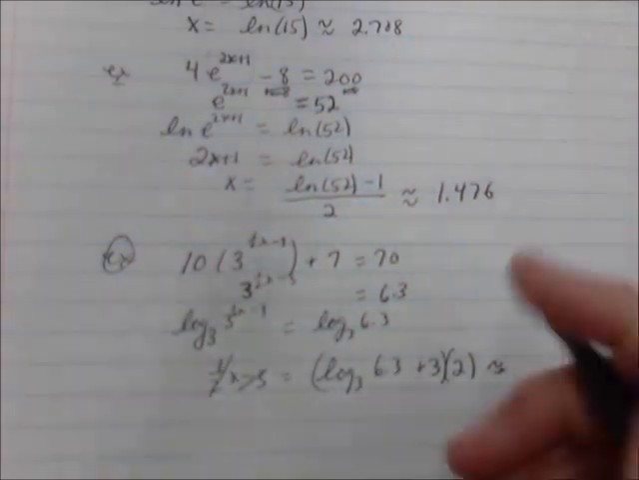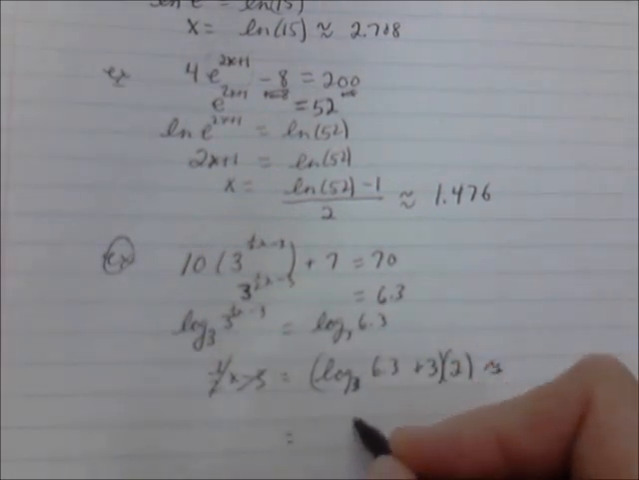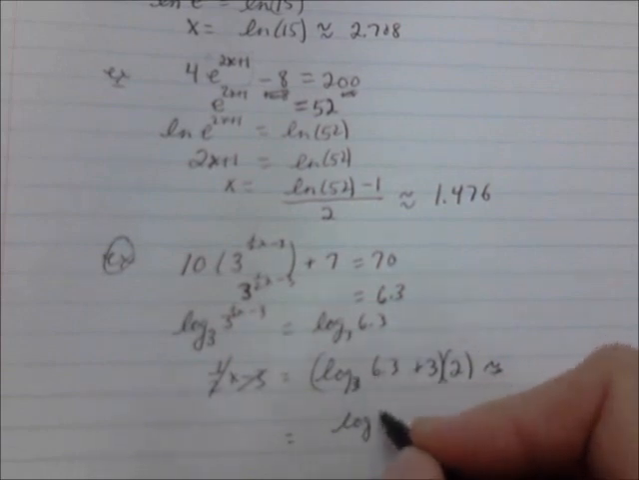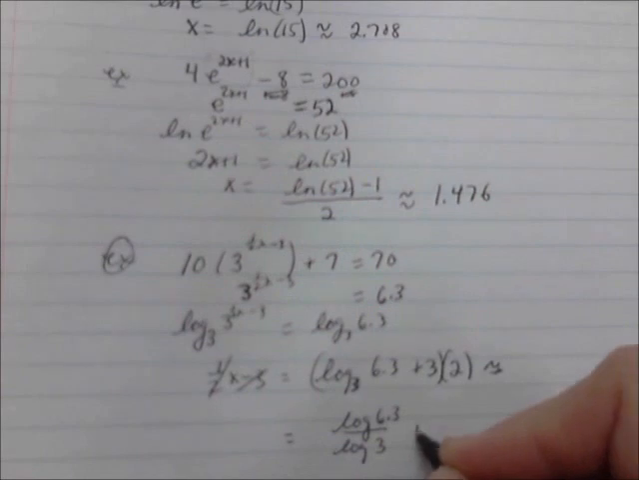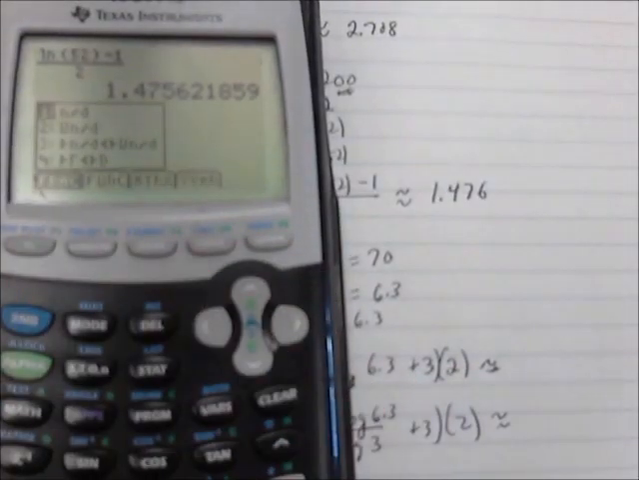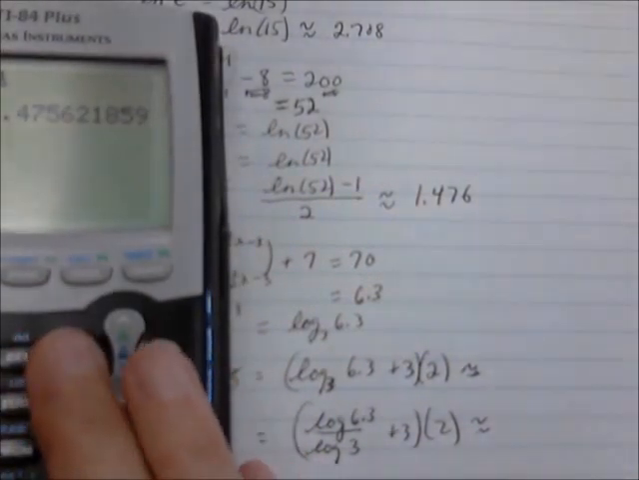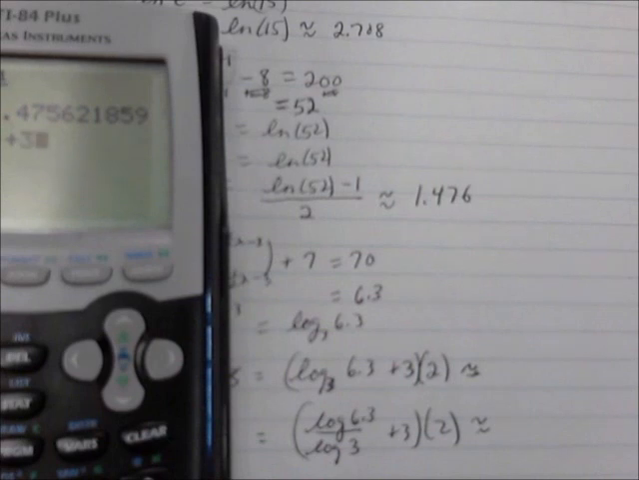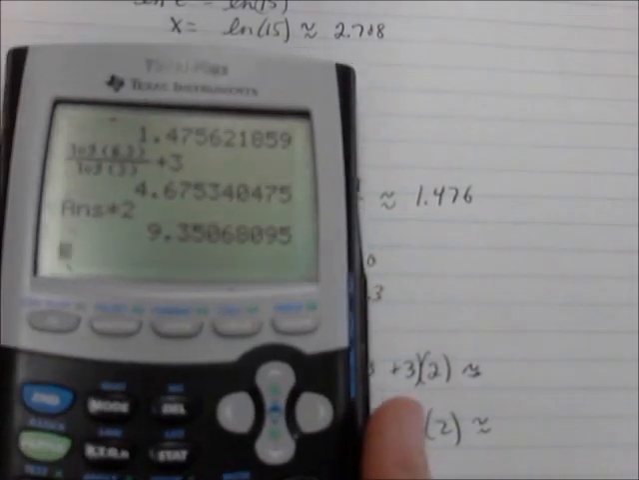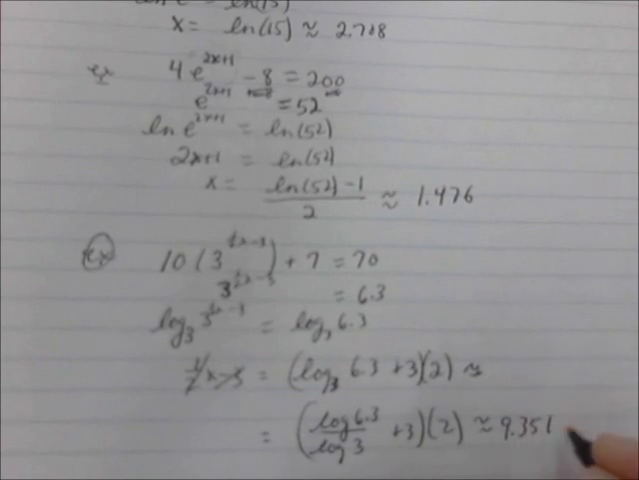For the people who don't have an 84 and you can't do the log base anything, you can use a change of base formula, which is saying that you could do the log base 3 of 6.3 as log of 6.3 divided by the log of 3, plus 3, times 2 to evaluate that. We get the log of 6.3 divided by the log of 3, oops, forgot my parentheses, plus 3, multiply that by 2, and your answer should be about 9.351, if you rounded that correctly. 9.351.